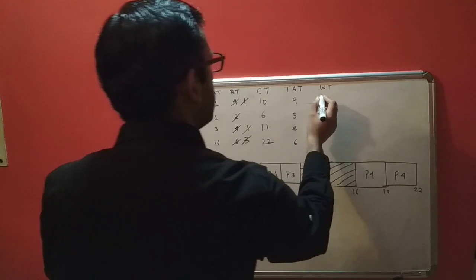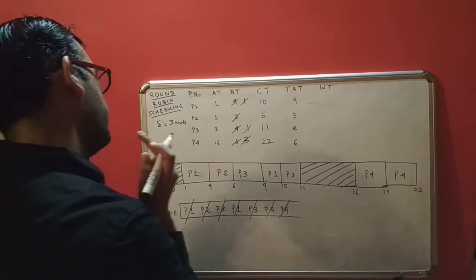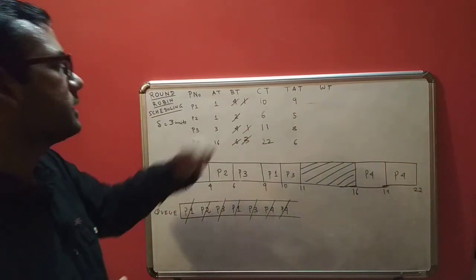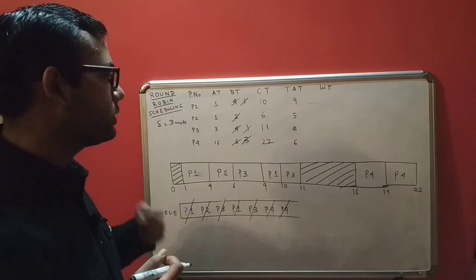Another popularly asked for parameter is waiting time. WT stands for waiting time. Now what is waiting time? Waiting time is the time spent by a process waiting for the CPU.